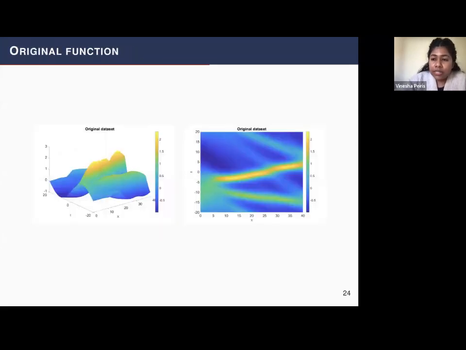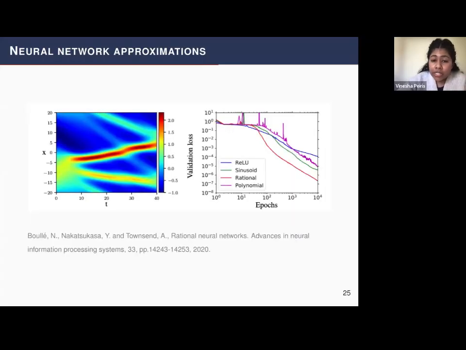Okay, so this is what the original data set looks like. The picture on your left is the 3D view of the original data set. The picture on your right is the 2D view of your original data set. If you remember the paper where people introduced rational neural networks, they actually used the same data set to compute approximations. In their case, they used 4 different types of neural networks with 4 different types of activation functions: ReLU, sinusoidal, rational, and polynomial. And as you can see, the validation loss goes down much faster when you use rational activation. In this case, they used mean squared error.